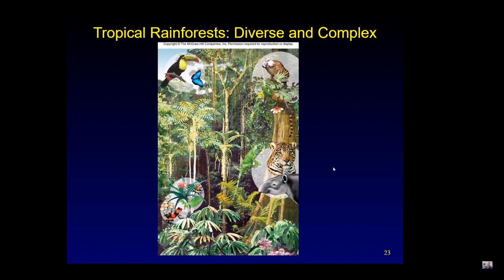And that is why tropical rainforests are so diverse and complex compared to a desert, right? You're going to get way more different life organisms in a tropical rainforest than you would in a desert environment, because there's so much more primary productivity going on. There's so much more abundance of producers. Thus, you get many more varieties of consumers.